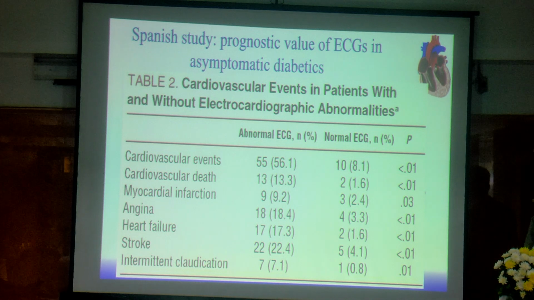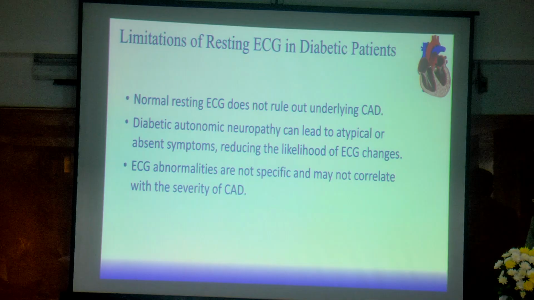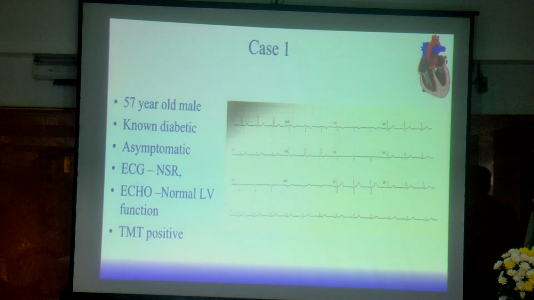And if you look at this Spanish study in asymptomatic patients, comparing normal versus abnormal ECG, many of the patients will have abnormal changes, but still a significant number will have a normal ECG. So both are very important to look at. There are limitations of ECG because, as I told you, a normal ECG doesn't rule out coronary disease. Patients can still have coronary disease, and that is a limitation. So I'll show you a few other cases.